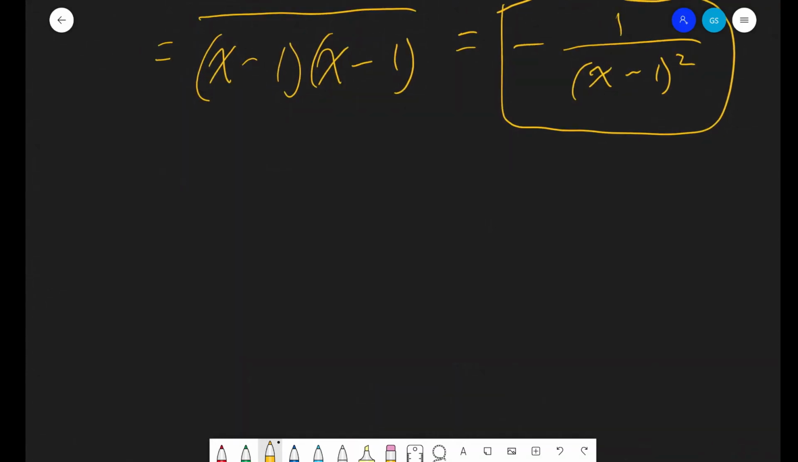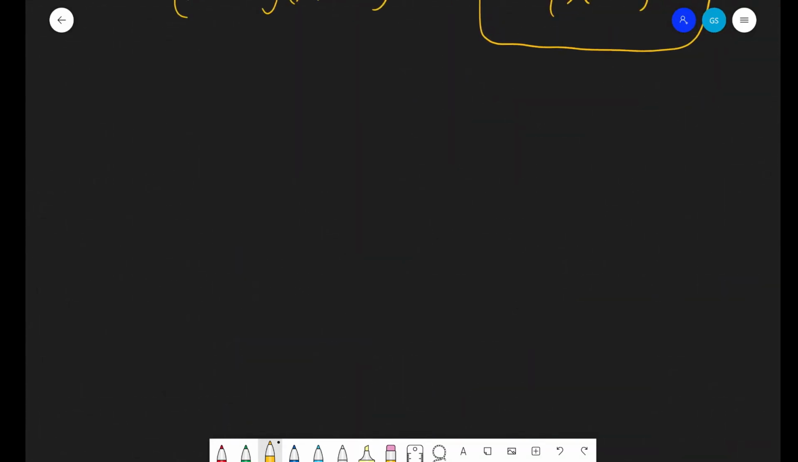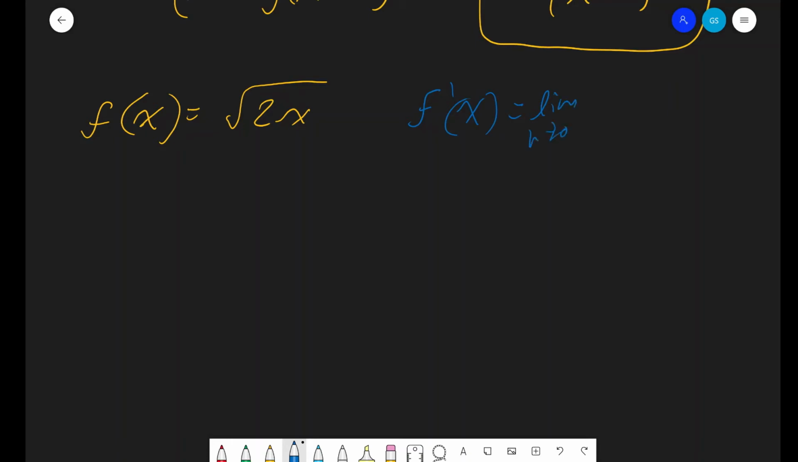Let's do one more example. Let's say we had f of x equaling root 2x. Pause the video and see if you can try this out. So again, I'll write the formula again. This is f prime of x equals the limit of h approaches 0 of f of x plus h minus f of x over h. So same thing, we're going to just plug stuff in.